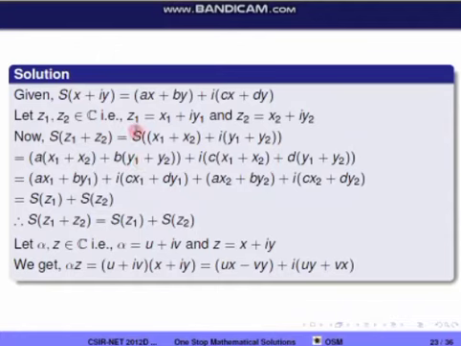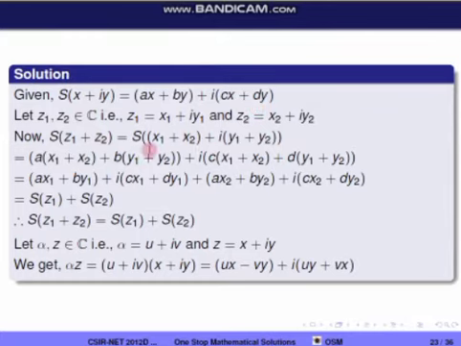So they are given S of x plus iy is equal to ax plus by plus i into cx plus dy. Let z1, z2 element of C, then z1 can be written as x1 plus iy1, z2 is equal to x2 plus iy2. So we have to check whether S of z1 plus z2 is equal to S of z1 plus S of z2. So now consider S of z1 plus z2. So z1 plus z2 means x1 plus x2 plus i into y1 plus y2. So this is equal to S of this. So we know S of x plus iy is defined by this.